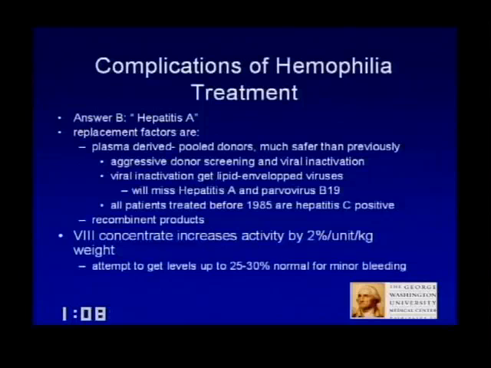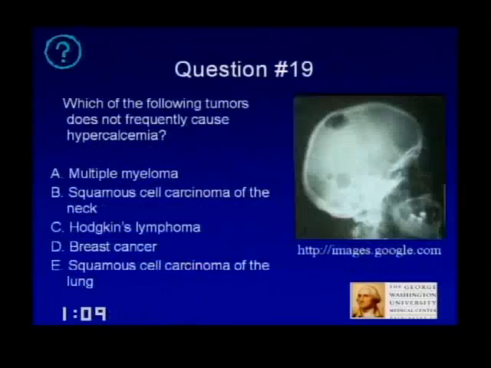All patients who were treated before 1985 are going to be hepatitis C positive. And just the algorithm, factor VIII concentrate increases activity by 2% per unit per kilogram weight. In patients who you're treating with just a normal joint bleeding, joint pain, you'll try to get their levels up to about 25 to 30% of normal. And most of us will speak to the patient's hematologist and work with them on the dosage. But I think this might be important to know.